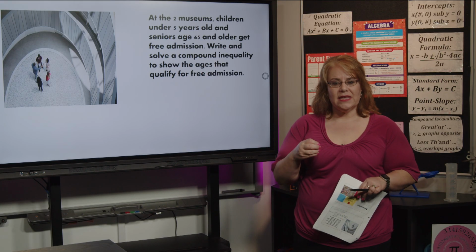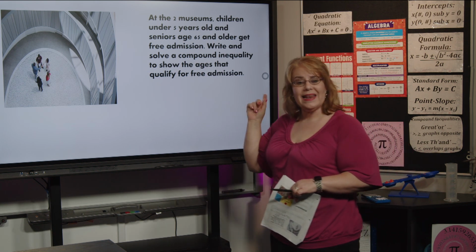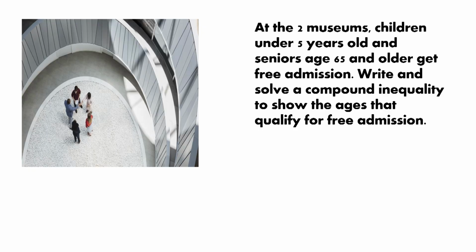Okay, so we're at the museum. 5 and younger, get in free. 65 and older, get in free. So let's go ahead, annotate, and work. So at the museum, the 2 museums here in Jackson, children 5 and under, get in free. 65 and older, get in free. So what I'm looking at is my age, which is less than or equal to 5, can get in free, and then my age, which is bigger or equal to 65, gets in for free.